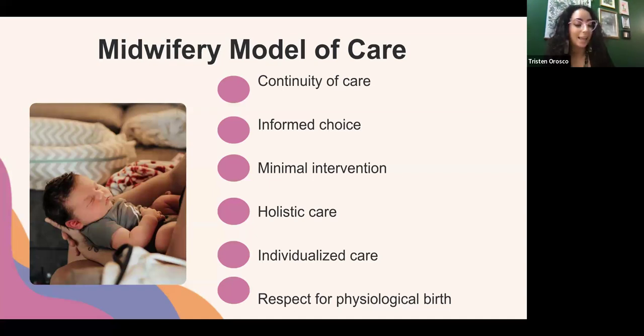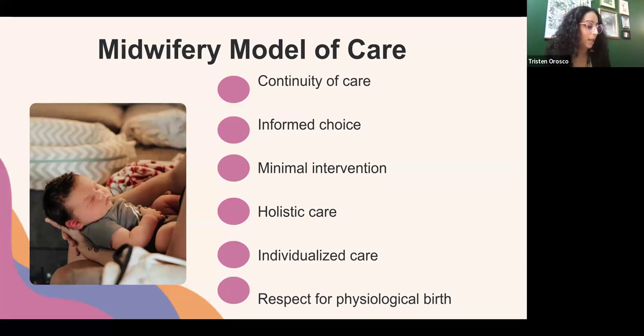Number 5, individualized care or personalized care. We recognize that each person and each pregnancy is unique, and care is tailored to meet the individual needs of a family. We are factoring in their cultural preferences, their cultural teachings around birth and pregnancy. And we want to be able to factor that in when we're talking about informed choice.